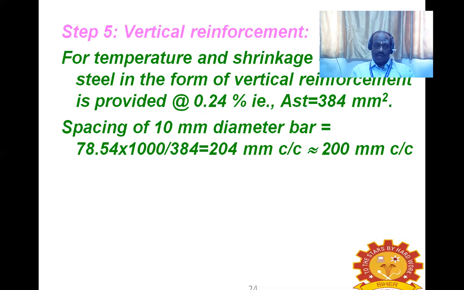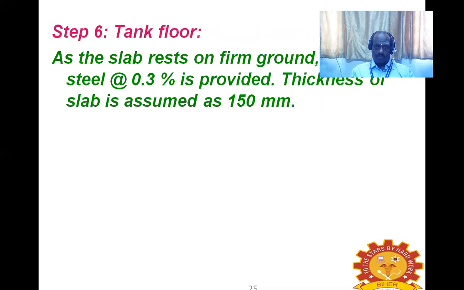0.06%. And for the minimal reinforcement, we can go with 10 mm dia bars, and the area of a 10 mm dia bar, we know, is 78.54, and we can find out the spacing. It is approximately equal to 200 mm. 204 mm is coming on calculation. We can provide 200 mm as the spacing for the vertical reinforcement.